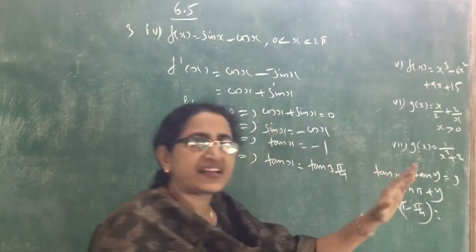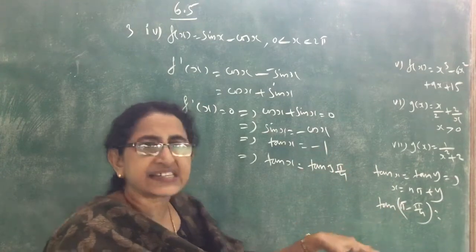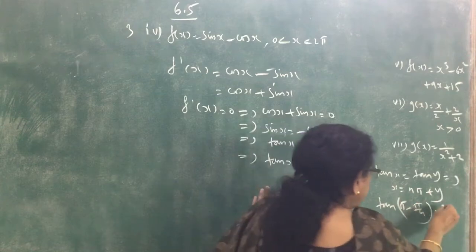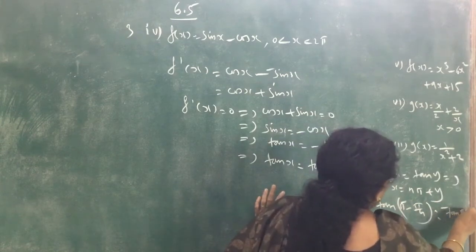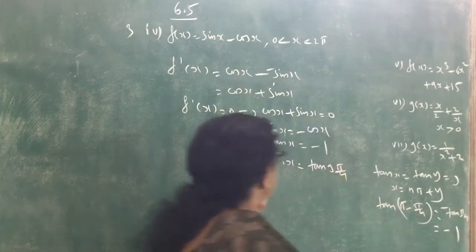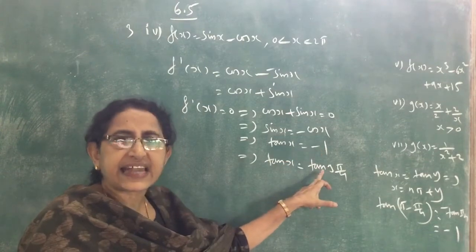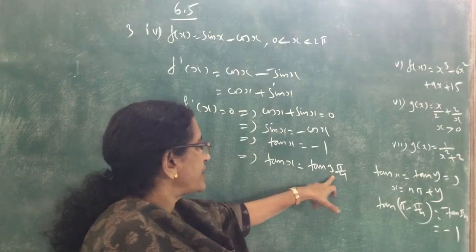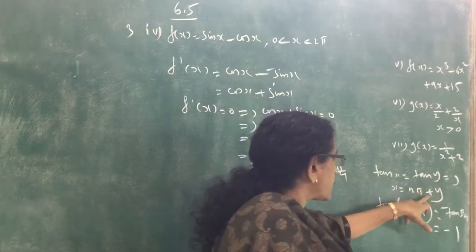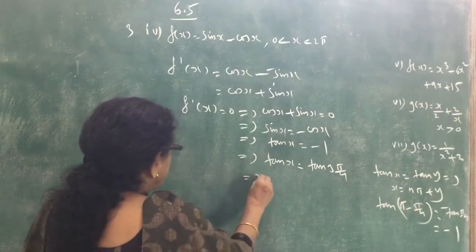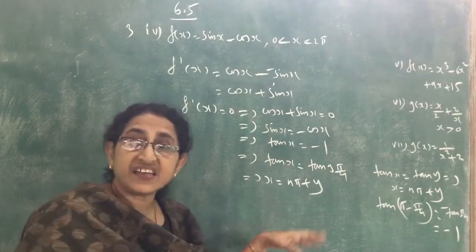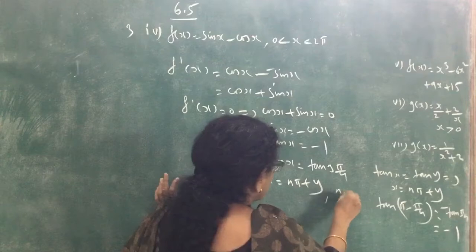That is pi minus, second quadrant. In the second quadrant tan is negative, and with pi there is no change. So minus tan pi by 4, that is equal to negative 1. So in the place of negative 1 we can write tan 3 pi by 4. Now we can use the formula tan x equal to tan y means x equal to n pi plus y, where n is any integer, n belongs to Z.